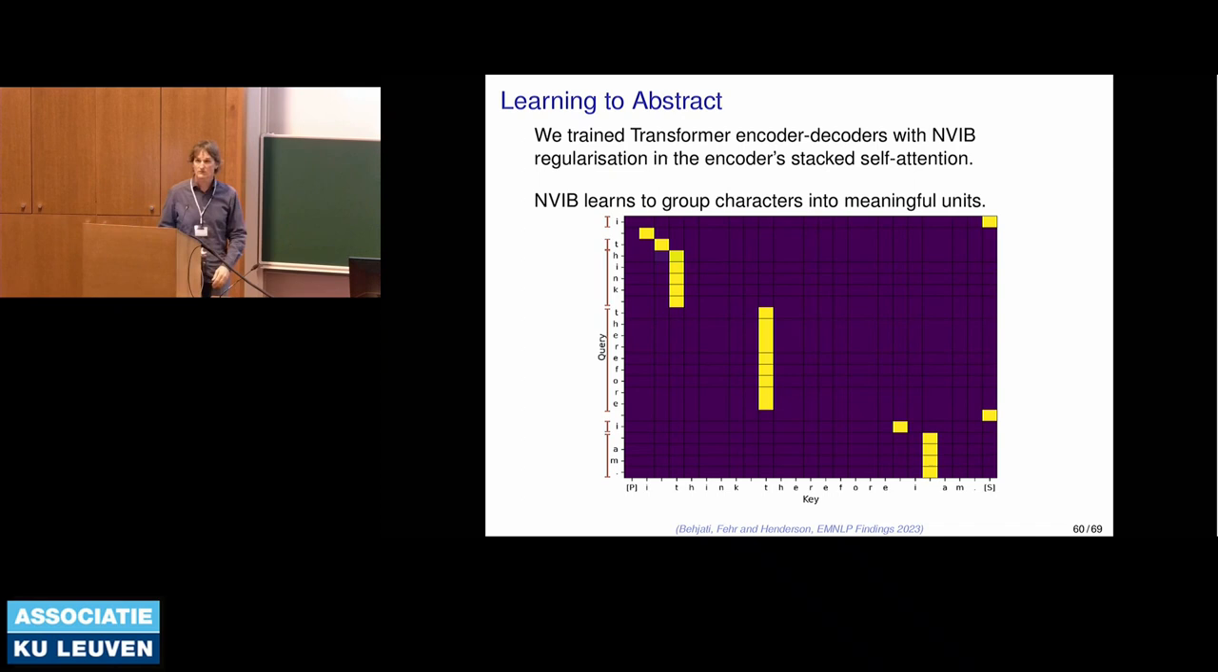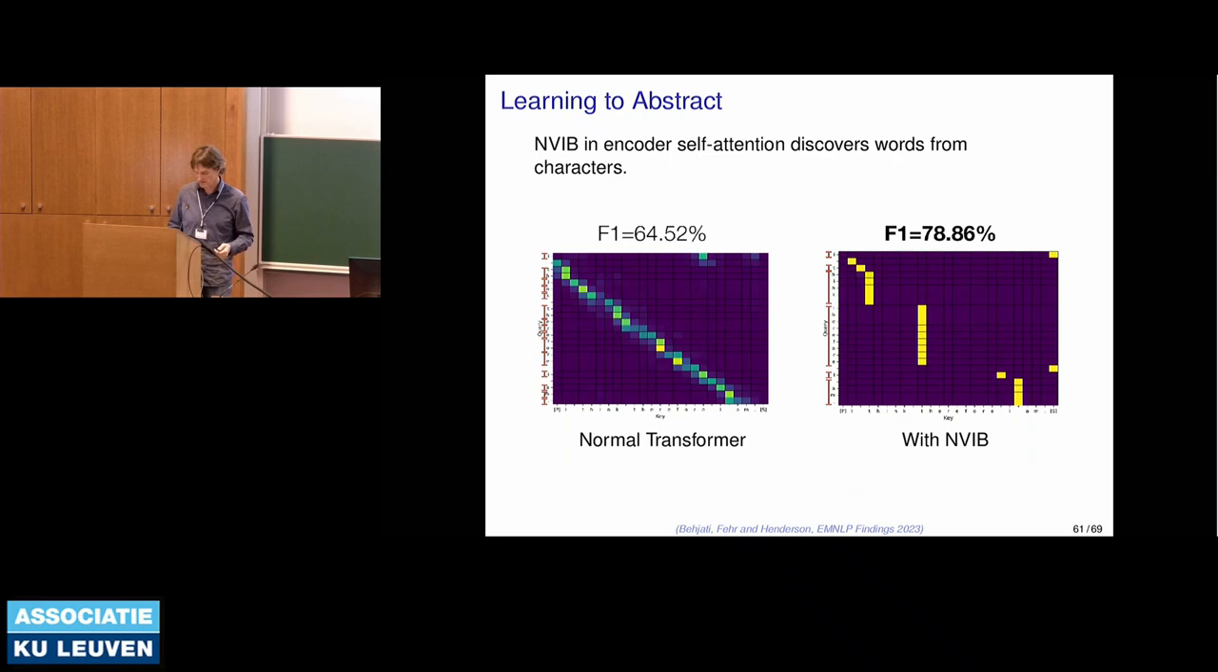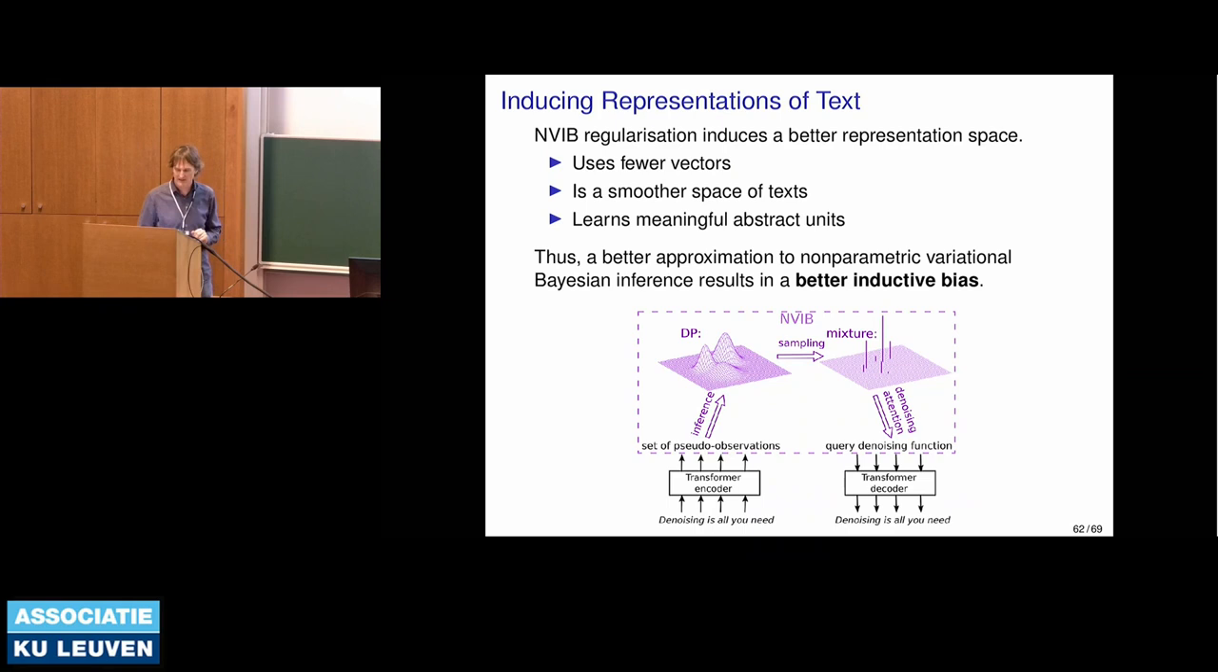And if we do a comparison, how well do these spans, these segments correlate with words, we do get a much better correlation with NVIB regularization than we do without. So that's really cool. That's the learning, it's learning abstractions where the units do, at least in this case, roughly correspond to the kind of linguistic units you might expect. I mean, there's a lot more work to do in this line, but at least the initial results are in the right direction.